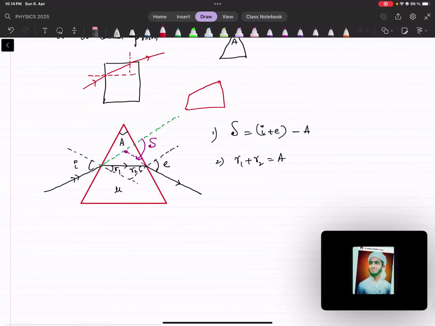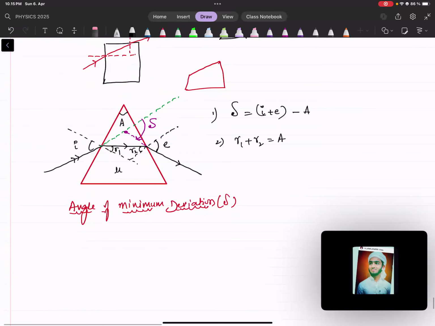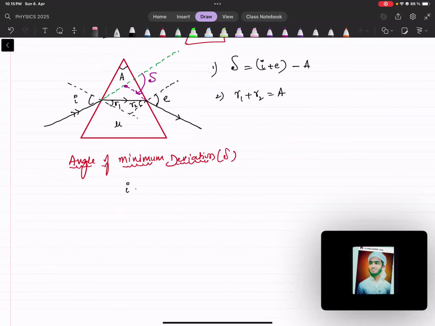If I'm talking about the angle of minimum deviation, deviation represented by letter delta. Okay. For minimum deviation, angle of incidence must be equal to angle of emergence. And R1 must be equal to R2. That must be equal to your R. So at that time, R1 plus R2 equals A. So R plus R, 2R is equal to your A.